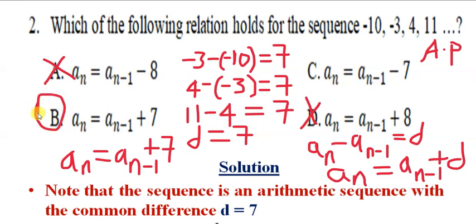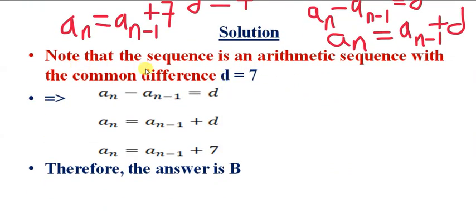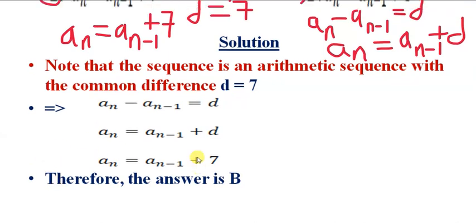If you say this one, then you get a point here, provided that you were sitting on the exam and suddenly this particular question appears. Note that the sequence is an arithmetic sequence with the common difference d equal to 7, and therefore in an arithmetic sequence an is equal to an minus 1 plus d, and therefore the answer should be B.